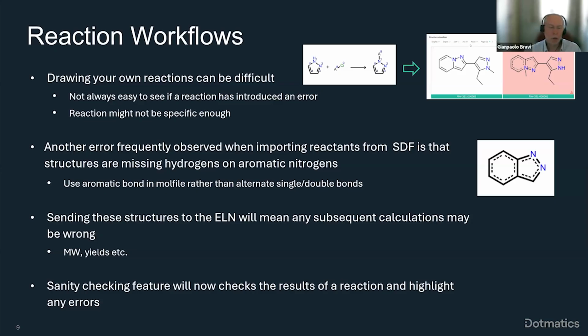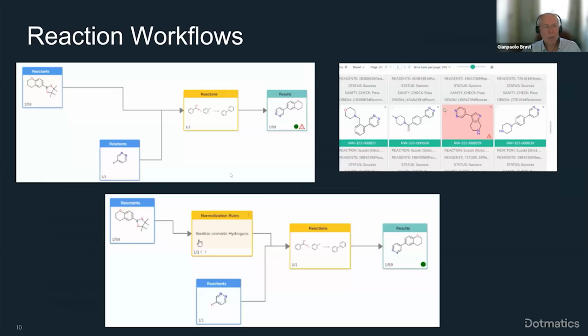So it is important to warn the user that he may be dealing with invalid structures and offer options on how to fix them. In this example, this workflow generates invalid products, and we see that we have a red icon displayed on the front of the node to warn the user that invalid structures may be present. And indeed, one of the products highlighted here in red has a bad aromaticity.